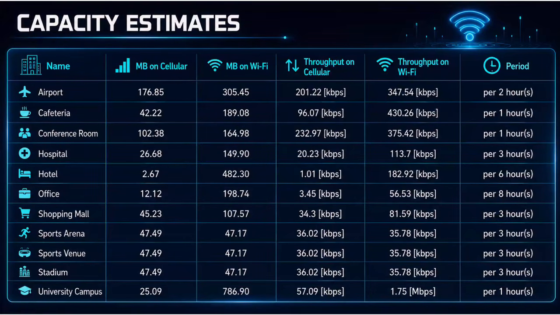So let's take the example of the airport. Here the assumption is approximately 176 MB of cellular data over a 2-hour period. When we convert that data consumption into an average data rate, it corresponds to 201 kbps per user. Now this number may look quite small compared with the 100 Mbps, 500 Mbps, or even gigabit speeds we normally discuss in 5G, right? But there is an important distinction here. This is the average throughput demand, not necessarily the instantaneous peak speed experienced by a user.